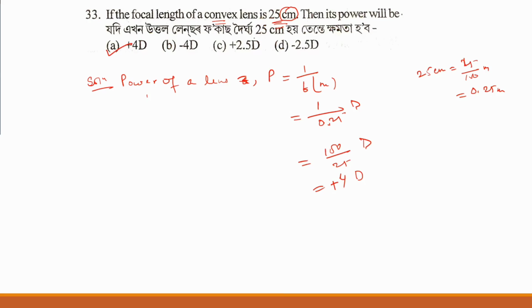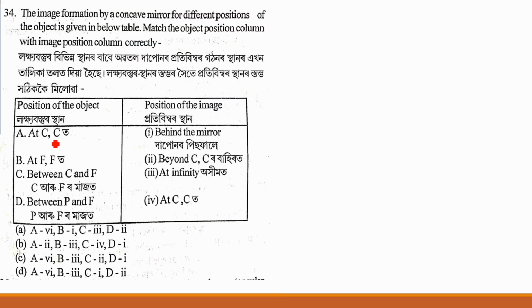The next question is, the image formation by a concave mirror for different positions of the object is given in table below. Match the object position column with the image position column correctly. Dear students, you can see here the position of the object has been given and the position of the image has been given. So here in the position of the object, A is given at C, B has been given at F, C has been given between C and F, and D has been given between P and F. So here options are given for the position of the image.